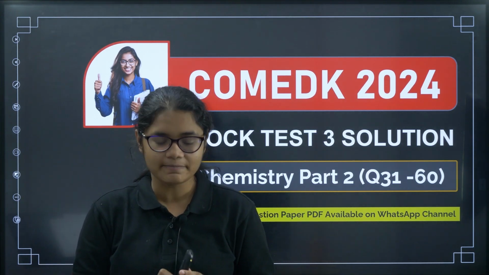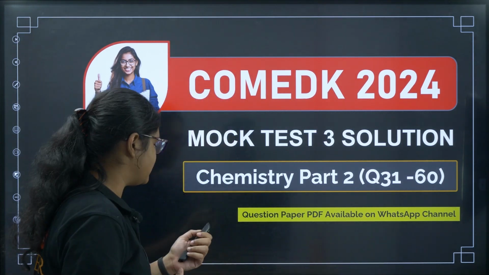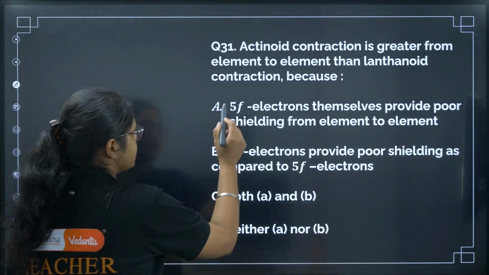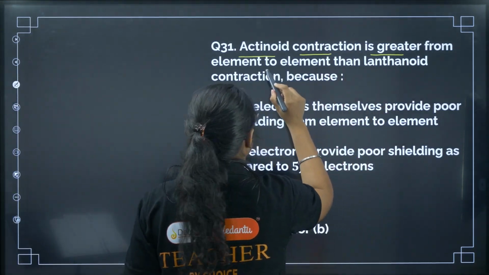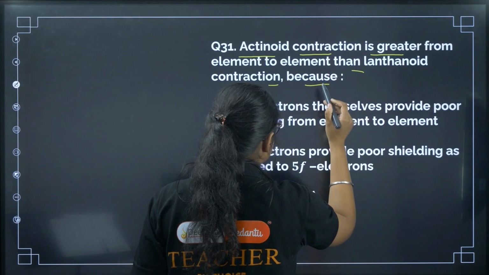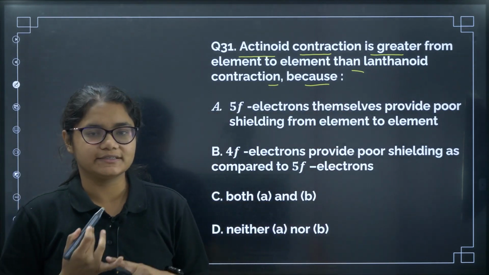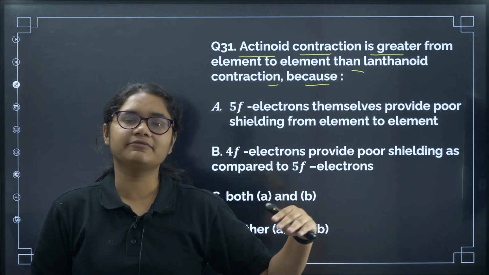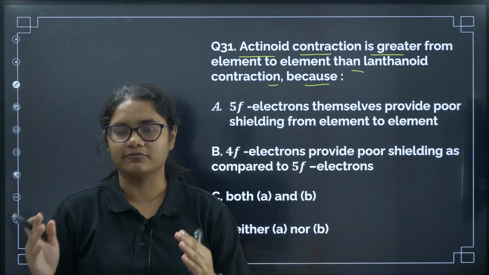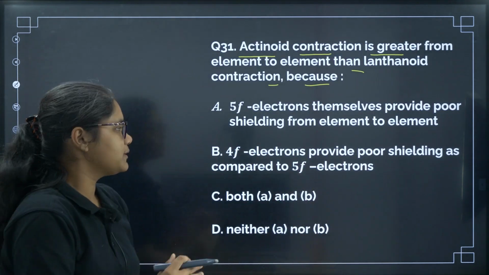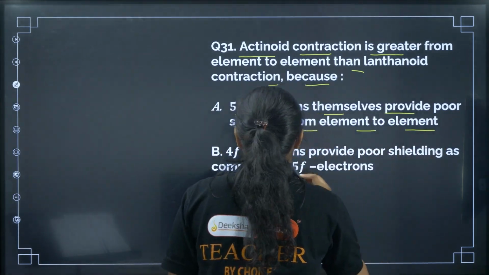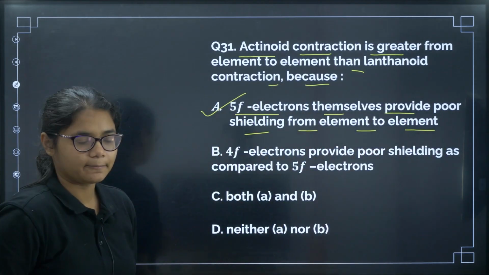Okay, so let us start with the first question here, that is question number 31. Is actinoid contraction greater from element to element than lanthanoid contraction because... So we know in actinoids there are 5f orbitals, in lanthanoids there are 4f orbitals, and 5f have a poorer shielding effect than 4f due to its bigger size. So that is why 5f electrons themselves provide poor shielding from element to element. Okay, correct answer is option number A.